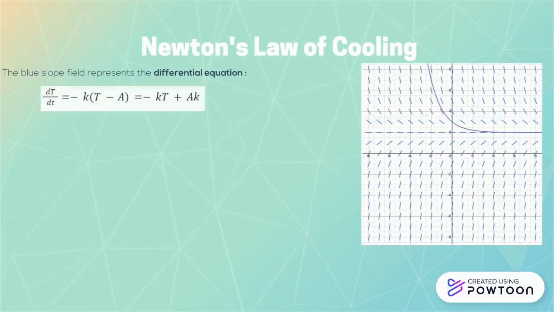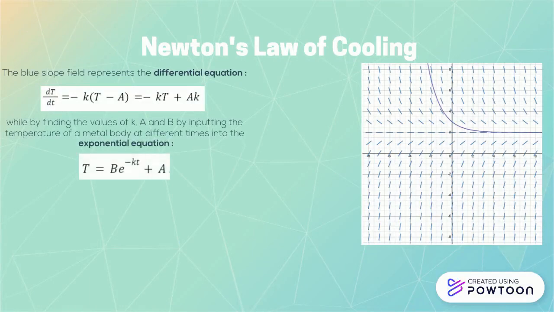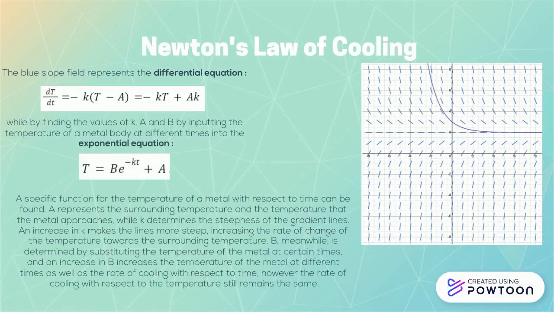This blue slope field represents the differential equation of Newton's law, while by finding the values of K, A, and B, and inputting the temperature of a metal body at different times into the exponential equation, a specific function for the temperature of a metal with respect to time can be found.